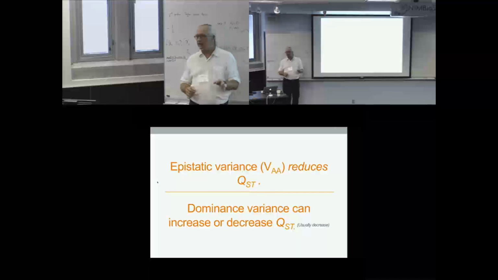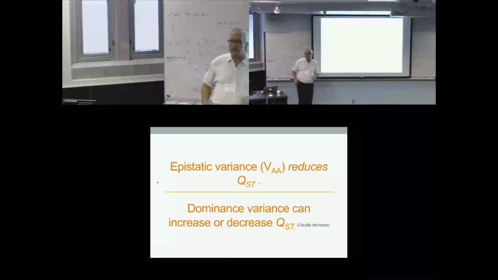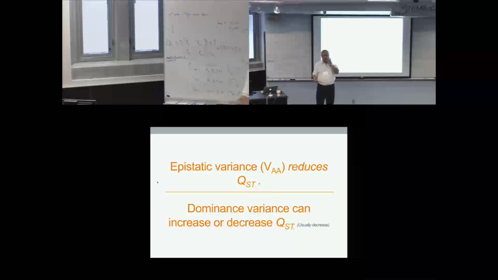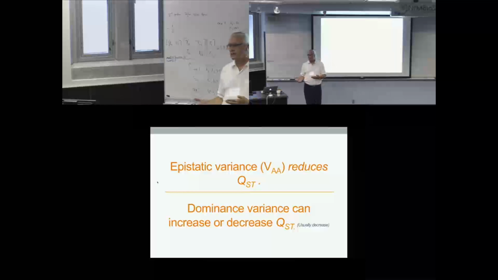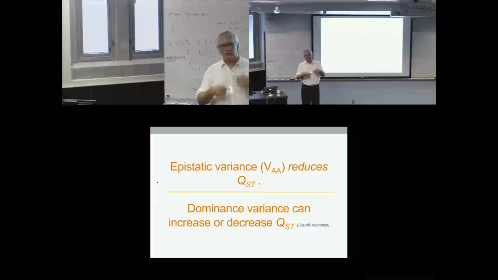Usually, and by usually I mean on average, it decreases QST, but it's by no means across the board. It depends on the circumstances. Essentially, if you have situations where the recessive allele is likely to be more common on average across all the loci that affect the trait, QST will be lower. If the dominant allele is usually the common one, I'm getting this backwards, sorry. If the recessive allele is rare, it tends to decrease FST. If the dominant allele is rare, it tends to increase QST.